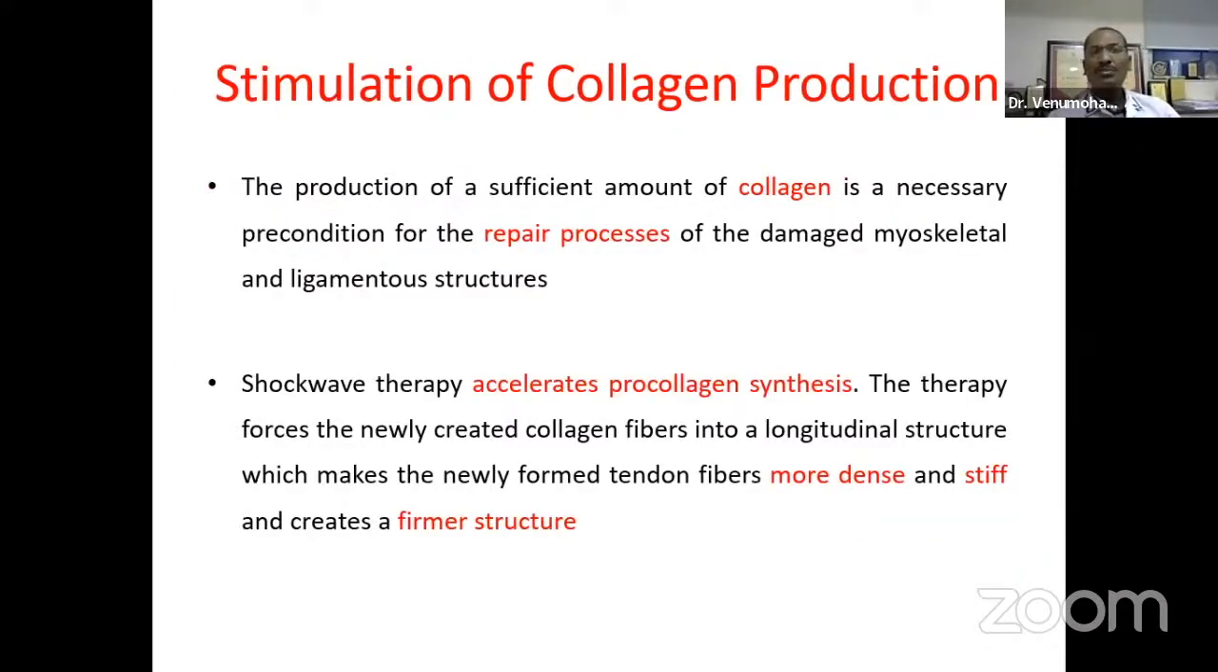Next, the stimulation of the collagen production. So collagen is necessary for any repair process in all the musculoskeletal tissue. Shockwave is known to accelerate the pro-collagen synthesis and the laying of this collagen fibers, which makes them more dense, stiff, and firmer structures.